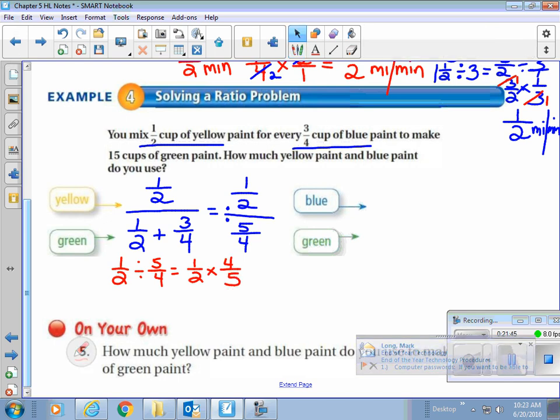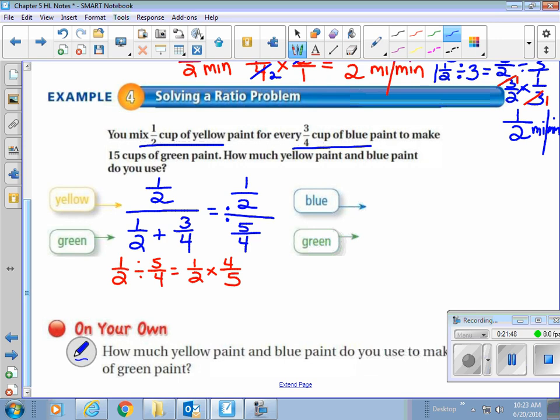Quick change, flip. I got some canceling that we can do. 2 and 4 are both divisible by 2. 2 divided by 2 is 1, and 4 divided by 2 is 2. Multiply across. 1 times 2 gives me 2, and 1 times 5 is 5.